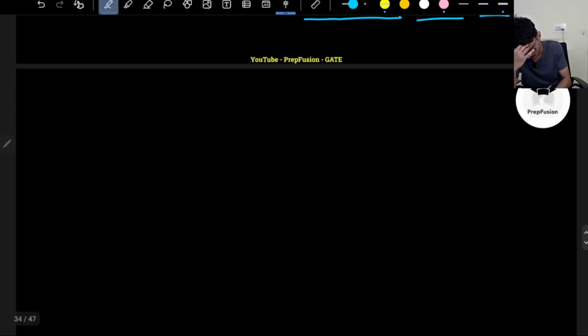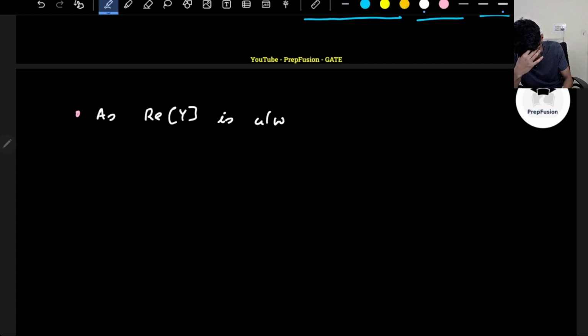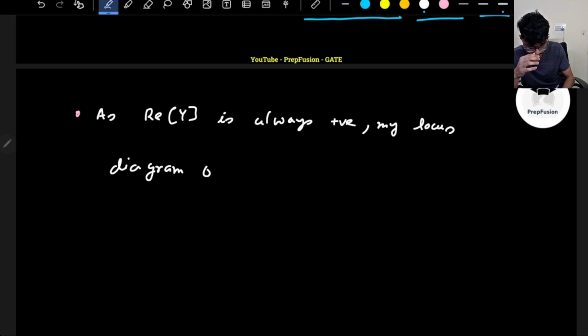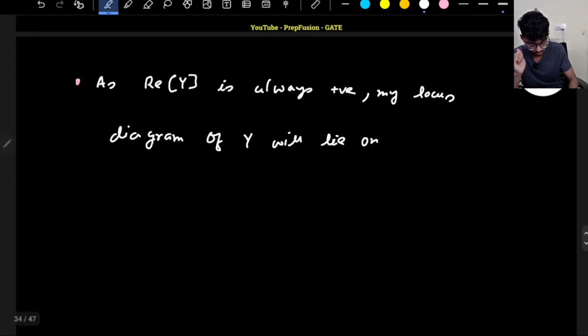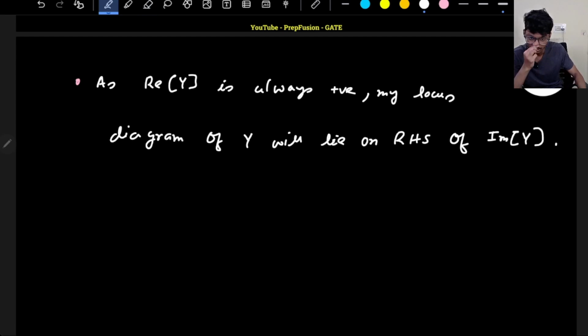So I can say here, as the real part of Y is always positive, my locus diagram of admittance will always lie on the right hand side of the imaginary axis of admittance. Okay, so this was the basic point.